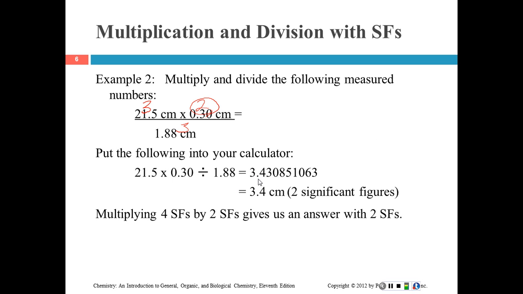So when you calculate that, you get a nice big long number in your calculator, but you're not going to give me that number. You're going to give me 3.4 because that's got 2 significant figures.